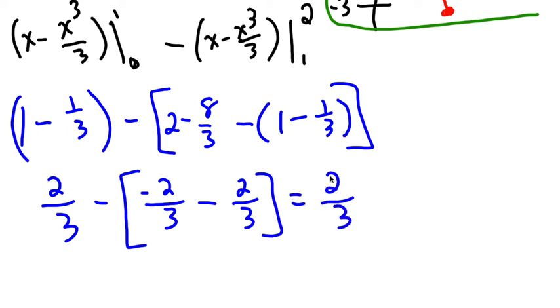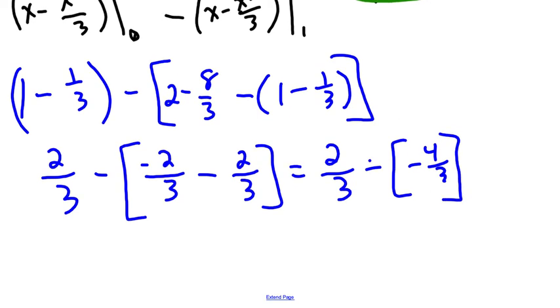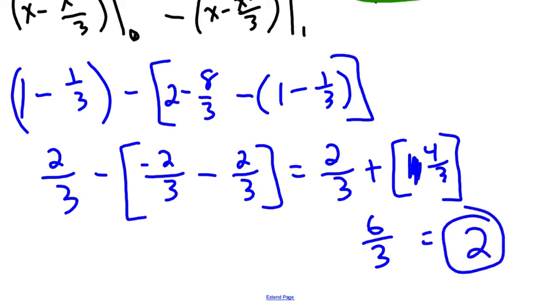So 2/3 minus negative 4/3. Oops, I switched it over to a bracket. There we go. Double negative. So I'm going to end up with 2/3 plus 4/3 is 6/3, which is 2. So there is my final answer, 2. Okay?